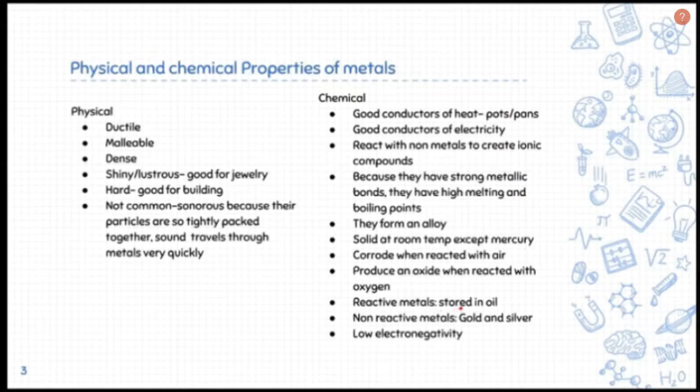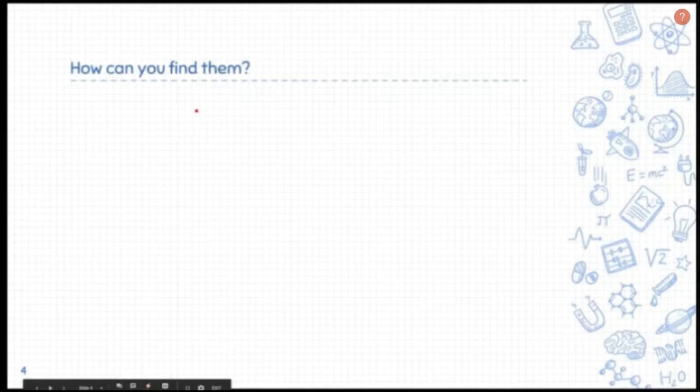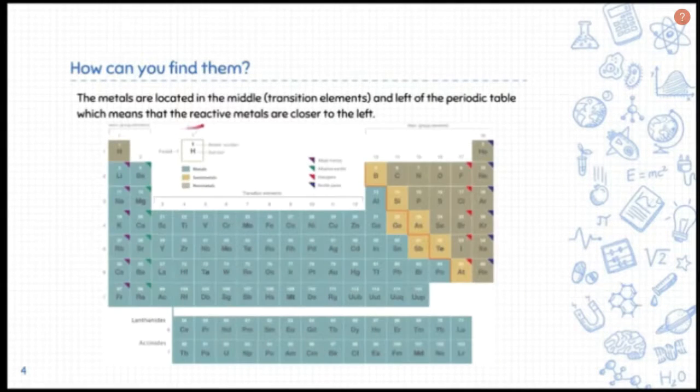The reactive metals are stored in oil, while the non-reactive metals, such as gold and silver, are used in jewelry. And they have a low electronegativity. How can you find them? The metals are located in the middle and the left of the periodic table. The ones in the middle are just called the transition elements. All of the blue elements here are just the metals.